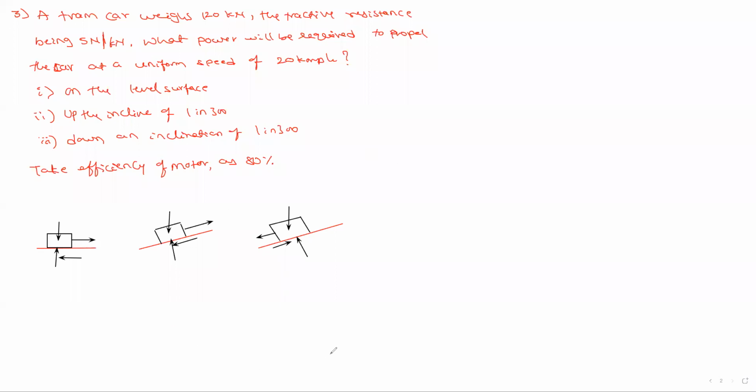Okay, so what are the given values? You have kept it. So weight is acting in the downward direction. Then this is the normal reaction. This is the frictional force. This is P. The same weight is acting here, but the weight is on the inclined plane. So the inclination is given as 1 in 300.